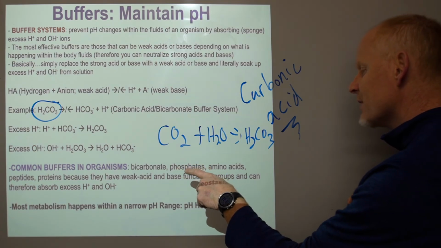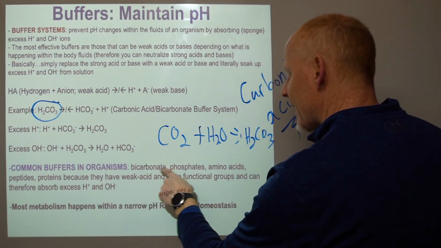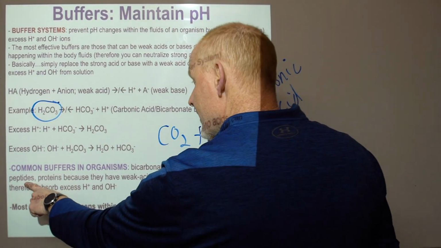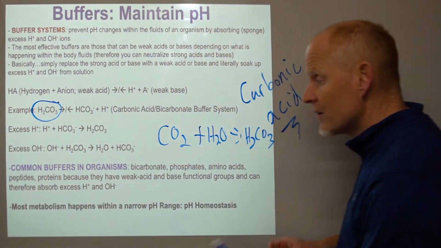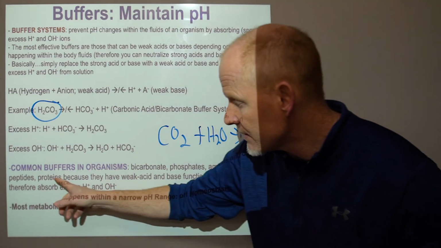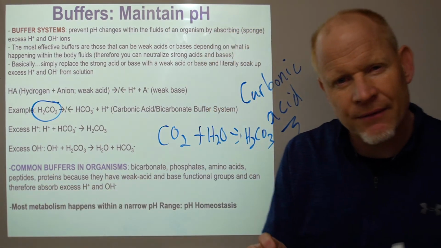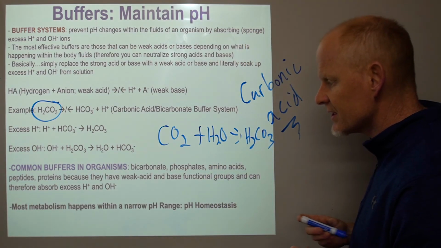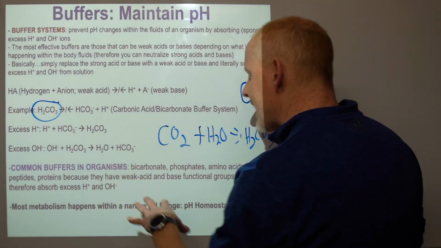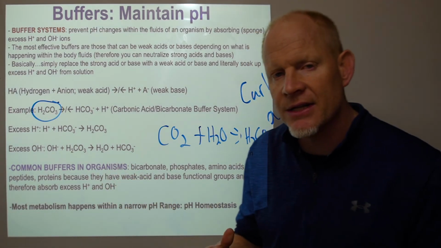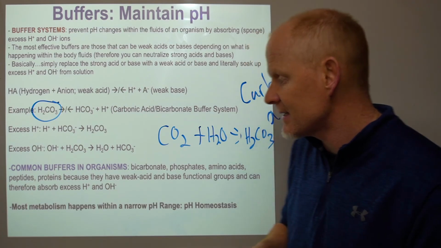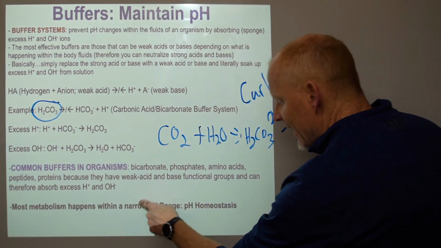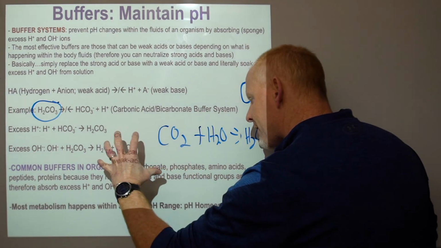Some other common buffers, besides bicarbonate, are phosphates, amino acids, and individual peptides, which are basically proteins. Proteins and peptides are kind of the same thing. And if you don't know the difference between a peptide and a protein, you will when we do our organic chemistry chapter, which is next. They all have the ability to be weak acids and bases and function in the ability to absorb excess protons or hydroxides. Most metabolism in your body happens within a very narrow pH range, and it's the buffers that hold it there.